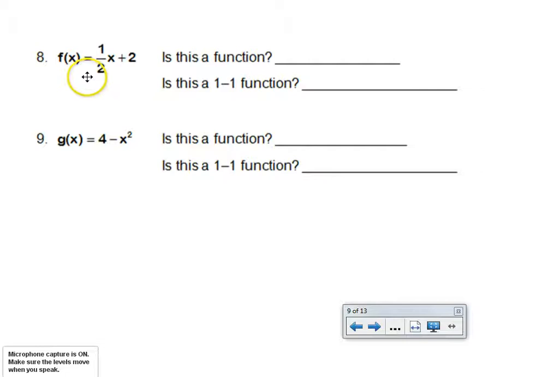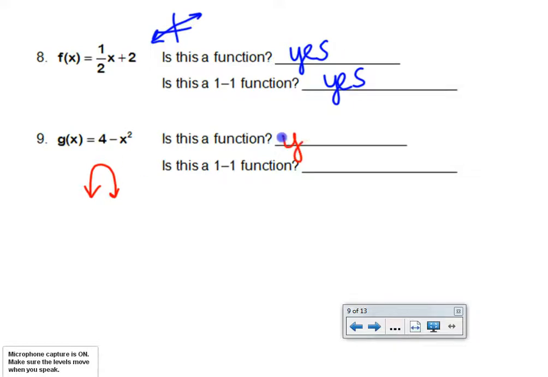Number 8, it might be easier if you envision what the graph looks like. This is a line with slope 1/2 and a y-intercept at 2. So something like this. It passes the vertical and horizontal line tests, so it is a function, and yes, indeed, it is a one-to-one function. Now for number 9, this is an upside-down parabola that kind of looks like this. Oops, a little better than that. It does pass the vertical line test. However, it would fail the horizontal line test, so it is not a one-to-one function.